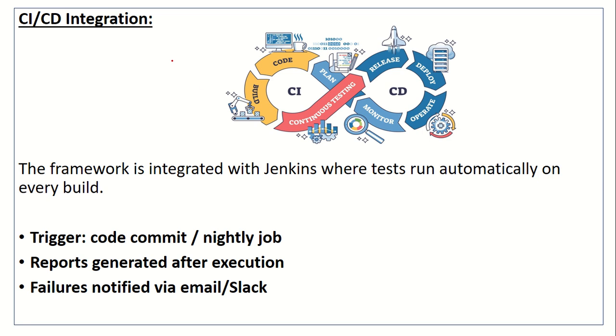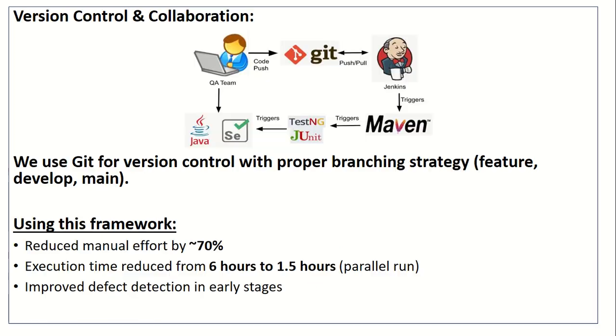The next comes the CI/CD integration. You can tell that the framework is integrated with Jenkins, where tests run automatically on every build. Whenever there is a new code commit or during the nightly job, our tests run automatically, reports are generated after execution, and failures are notified via email. You can highlight these points.